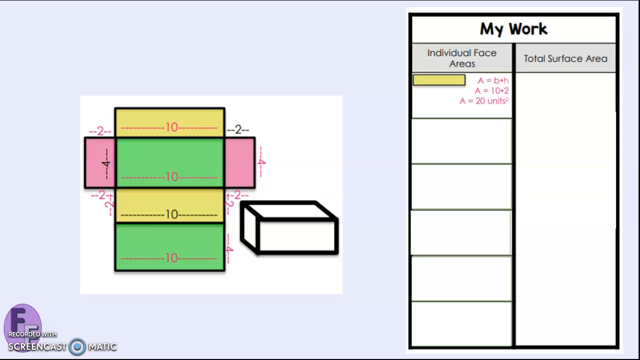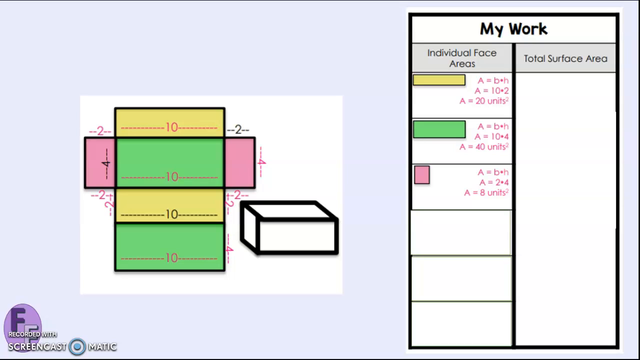We'll start with the yellow face. It's a rectangle, so we're using the formula of base times height. Substitute in the numbers 10 times 2, and the area of the yellow face is 20 units. The next face is green, so the same formula. Use the numbers 10 times 4 for an area of 40 units. Then we're doing the pink end. Again, base times height, 2 times 4 equals 8.